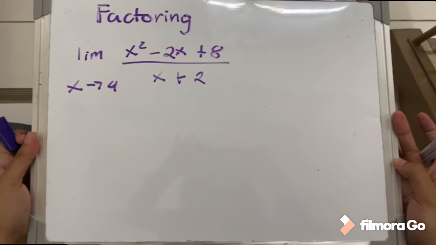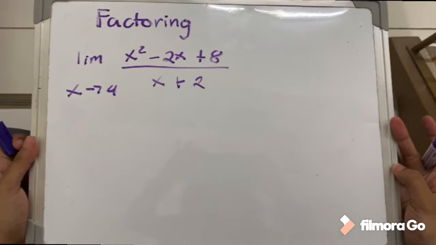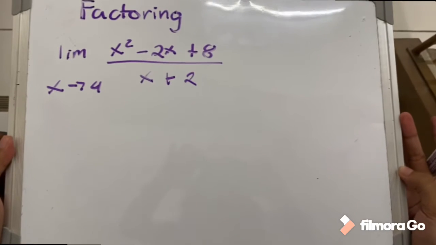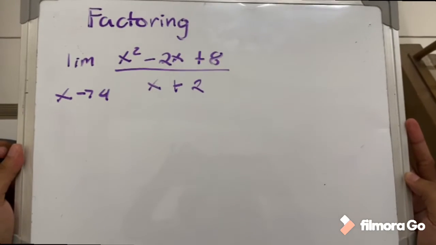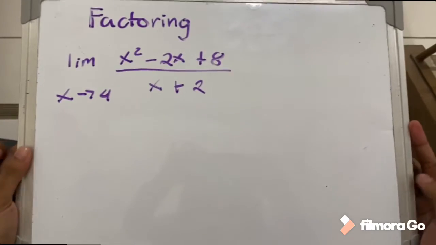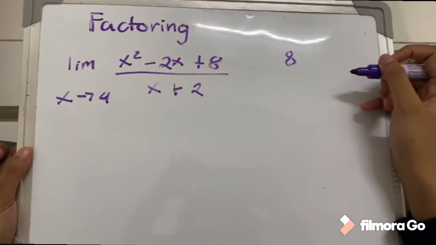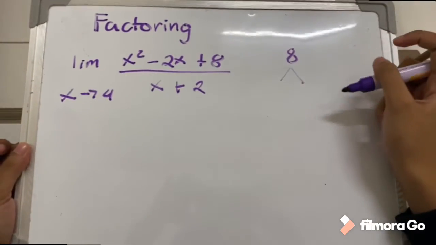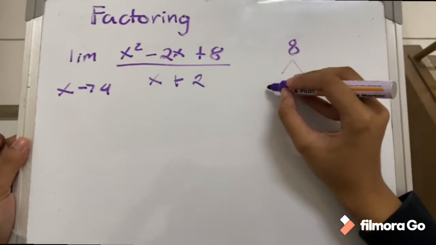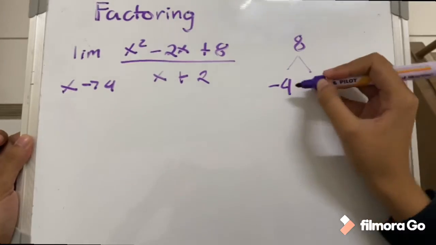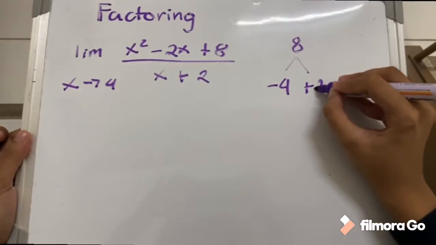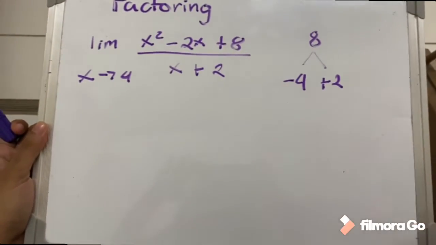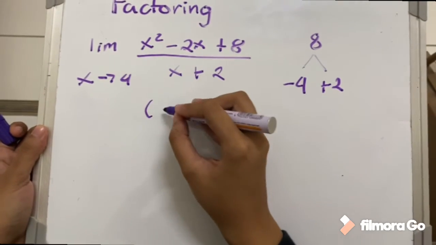Our next example is the limit of x squared minus 2x minus 8 over x plus 2 as x approaches 4. Our first step is to find the factors of our final number. Our final number is 8. So we have to find two numbers that multiply to 8 and add up to the middle number, which is negative 2. So that would be negative 4 and positive 2. Since if we combine these two, it will resolve to negative 2.